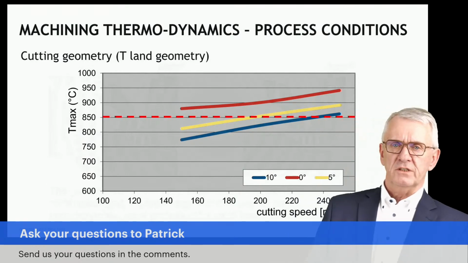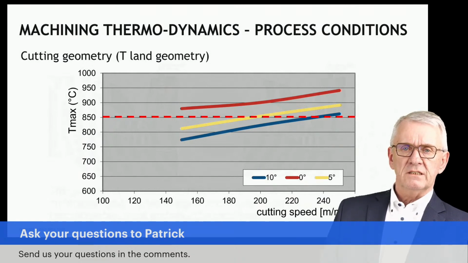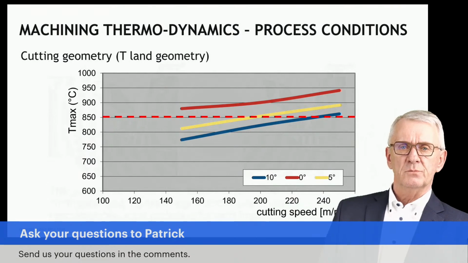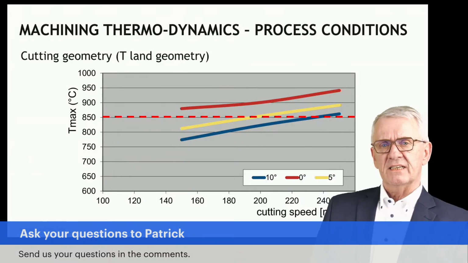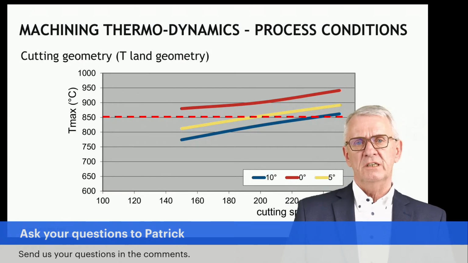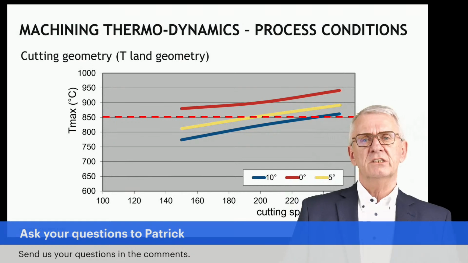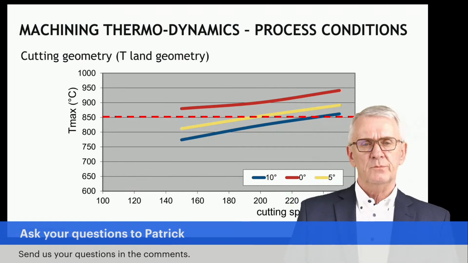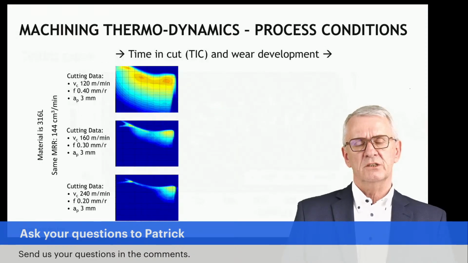You see here an example of 3 geometries, 0 degrees, 5 degrees, and 10 degrees, positive then. T-land geometry, and you see a very clear difference. I take here the example of 850 degrees Celsius. Imagine that would be a limit for you. Well, 850 degrees Celsius, even at low cutting speeds, you will always be higher if you have a 0 degrees cutting edge T-land geometry. If you have more positive tools, you can increase your cutting speeds and still stay below that, in this example, critical border of 850 degrees Celsius. Geometries are very important in this respect also.